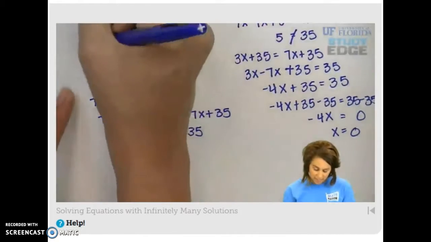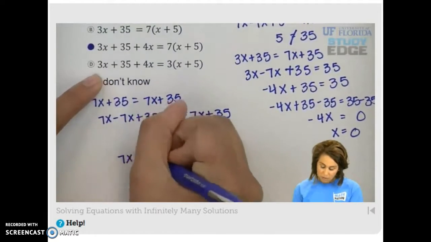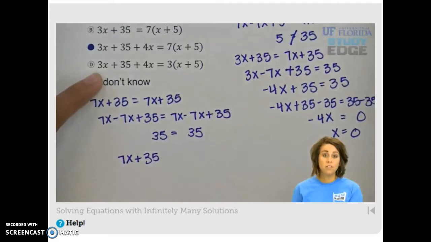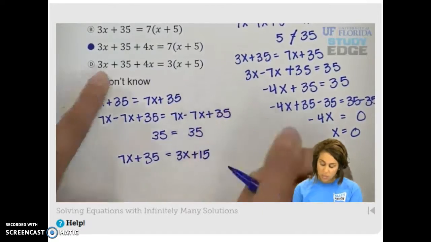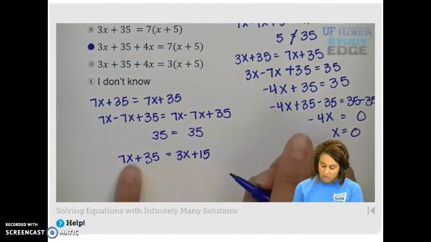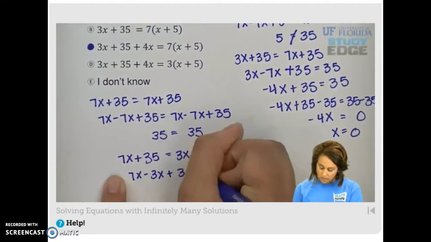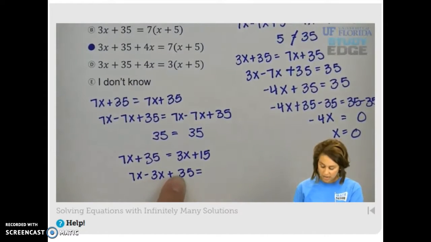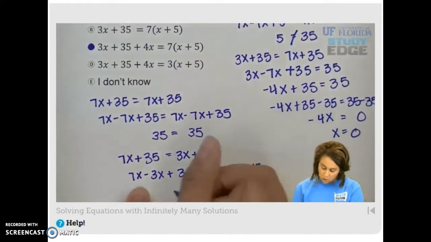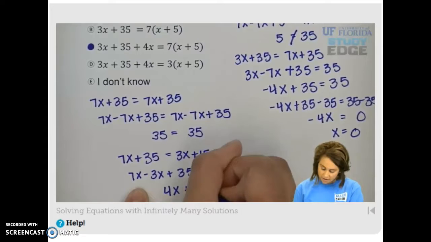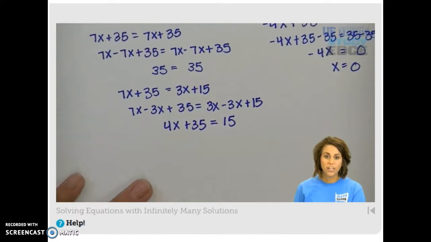Why isn't D the correct answer? We know C is, right? But why not D? Well, on the left-hand side, we know from previous equations that 7x plus 35 is what we get when we combine like terms. And on the right-hand side, we have 3x plus 15 when we distribute that 3 all the way through. So if we solve this by subtracting 3x from both sides, on the left-hand side, we've got 7x minus 3x plus 35. On the right-hand side, we've got 3x minus 3x plus 15, which is going to give us 4x plus 35 equals 15. I'm looking like I'm going to have one solution here. What do you guys think?